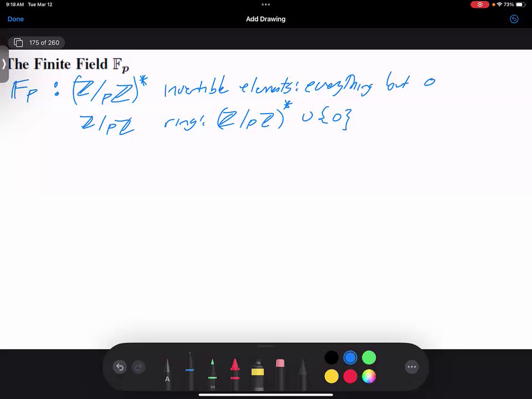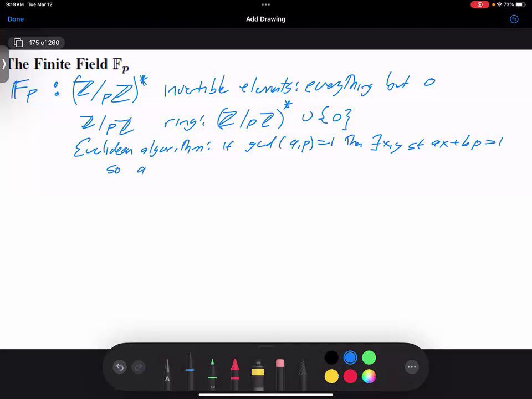Yes. What is that called? I use the Euclidean algorithm, right? The key fact is the Euclidean algorithm. If the GCD of A and P equals 1, then there exist X and Y such that AX plus YP equals 1. So AX equals 1 mod P, so A is invertible.